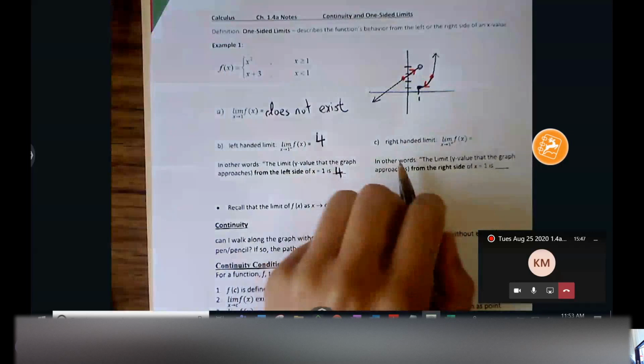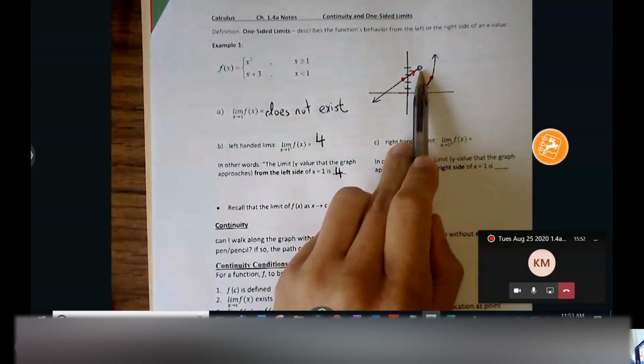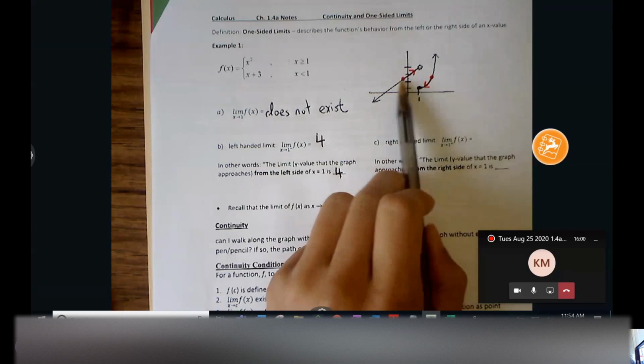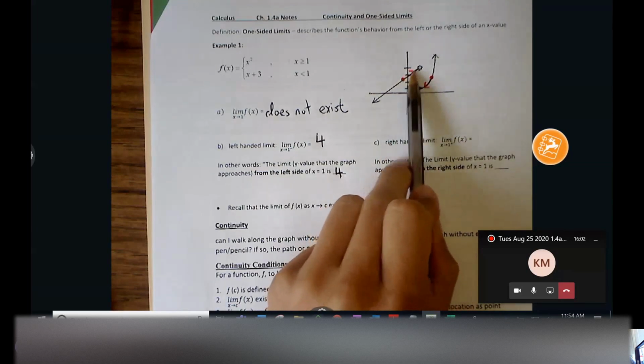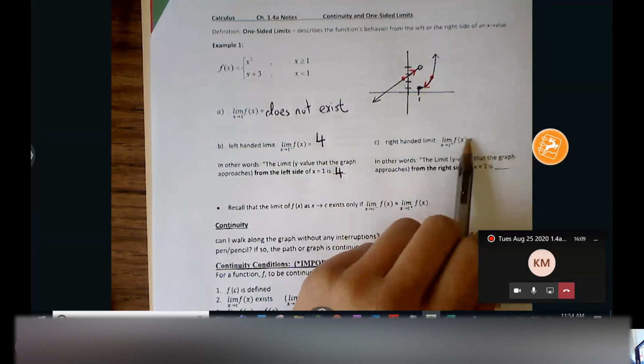Okay. Now, I couldn't care less what's happening at that point. I just want to know what it's getting close to, right? So whether it's a hole or a filled-in circle, our one-sided limit is going to exist, because we just want to know where this arrow is pointing towards, or where that arrow is getting closer towards.